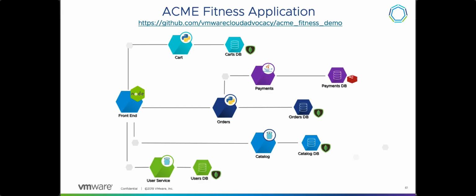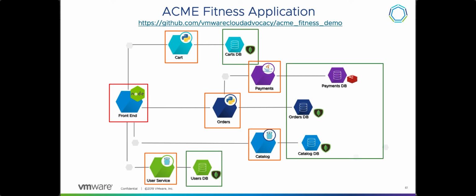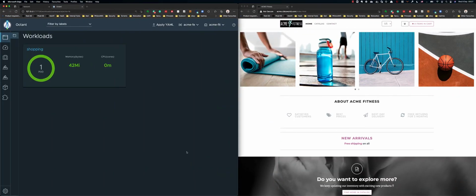I'm going to go over an Acme Fitness application, which is a demo application that I use a lot. It's a polyglot application with different microservices in a cloud native architecture. You can see the architecture of the application. It has one main front end, which is a shopping workload. It's connected to the different microservices in the backend, like carts, orders, catalog, and user services. And those backend services are connected to different databases and cache layers for that application.